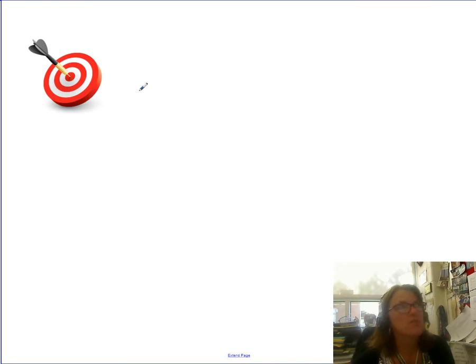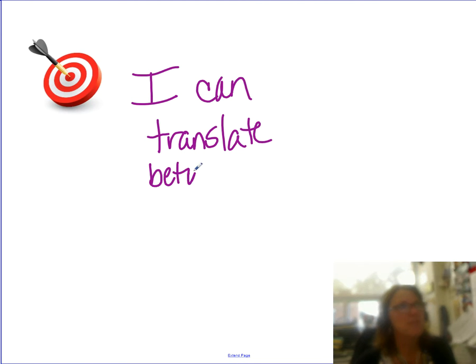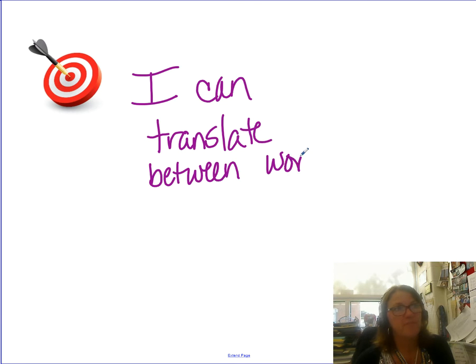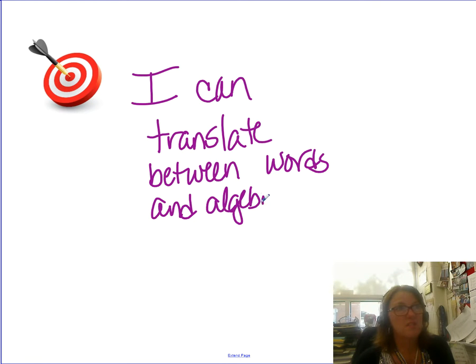Your learning target should start with the words "I can" all the time. So here we go. I can translate. What? Yes, translate. Basically, I want you to be able to translate now between words and algebra. In today's assignment, you're going to get some math expressions, they'll all be algebraic expressions, and you need to translate those and write them out in words. Or if I give you the words, I want you to be able to translate that into math.